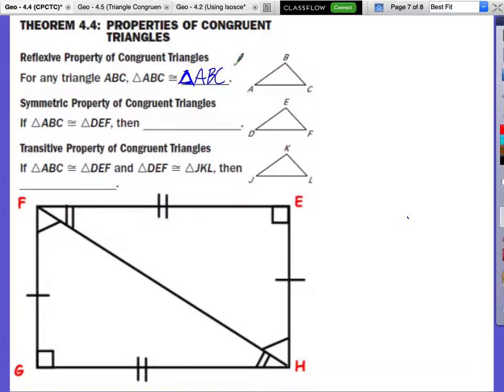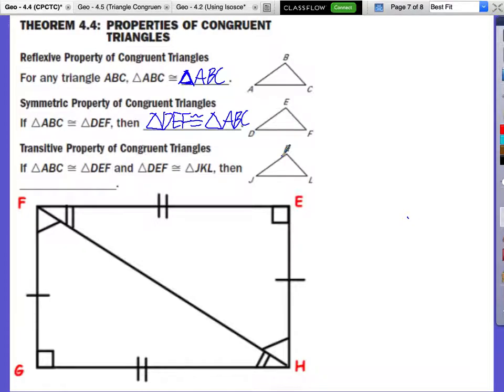Okay. Symmetric property. What's that? It's the same thing, but flipped. So if triangle ABC is congruent to triangle DEF, then what? Triangle DEF is congruent to triangle ABC.